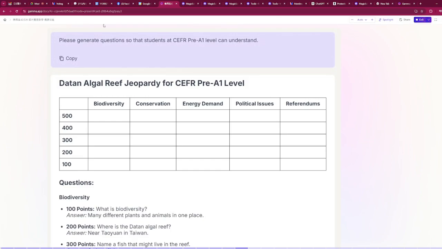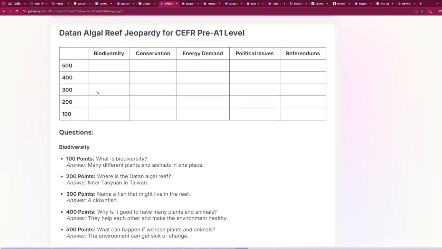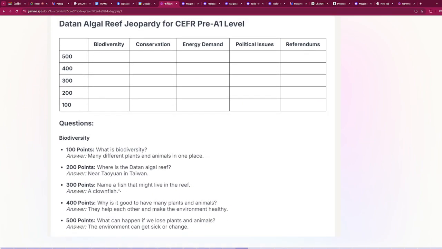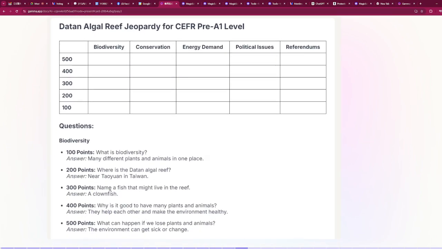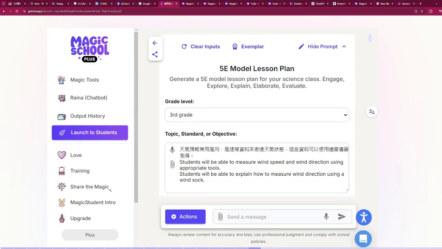All right, so this is on my PowerPoint slide. I have a print screen of what I used for the prompt and also the results of the prompt for this Datan algal reef Jeopardy set for pre-A1 level. Okay.